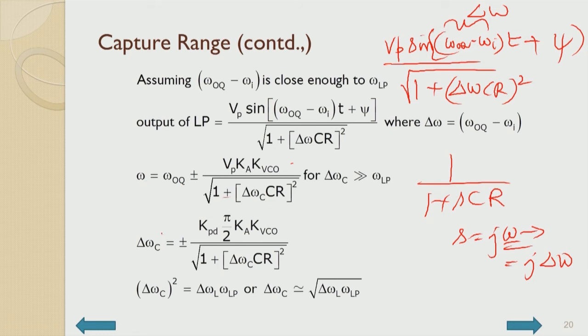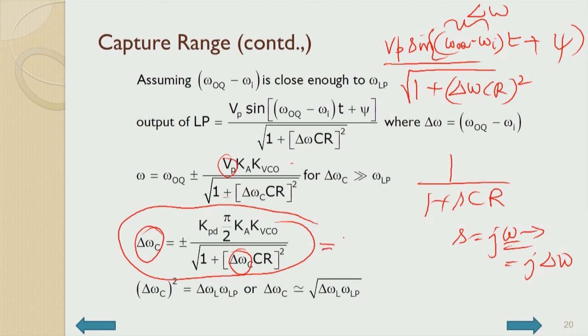Omega I minus omega naught Q is the delta omega C limit. This delta omega is also delta omega C. So, this is what the capture range is. Vp is strictly speaking nothing but Kpd into pi by 2, the maximum DC voltage that can occur on either side of quiescent. That is what we have defined earlier. So, this is nothing but the lock range as we had earlier defined. So, this delta omega C is therefore plus minus the lock range, that is Ga naught into pi by 2, divided by square root of 1 plus (capture range) squared into C squared R squared.